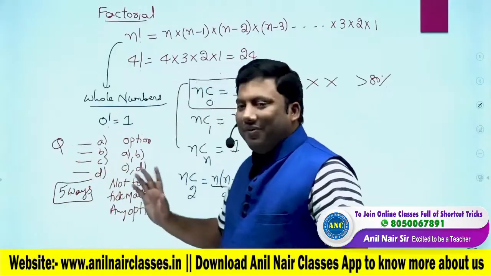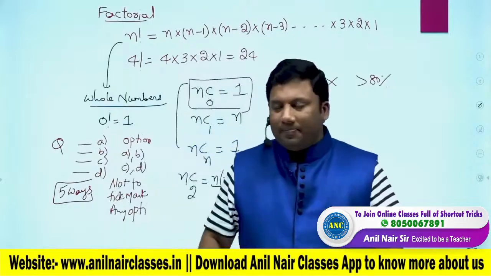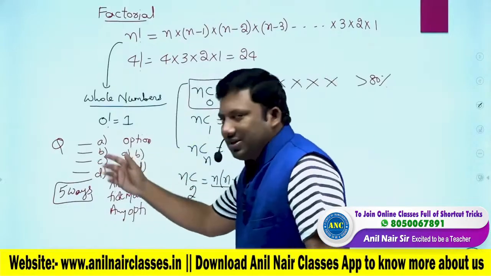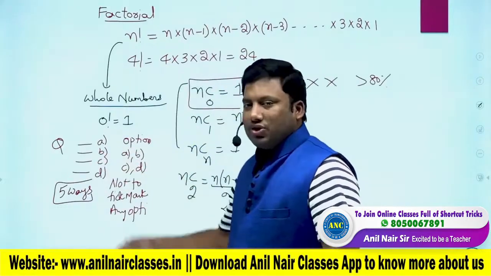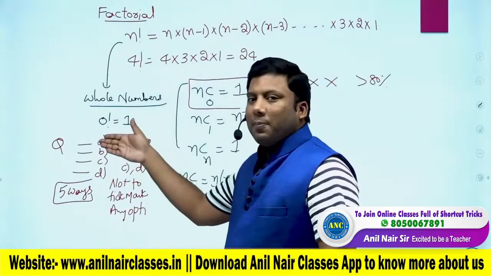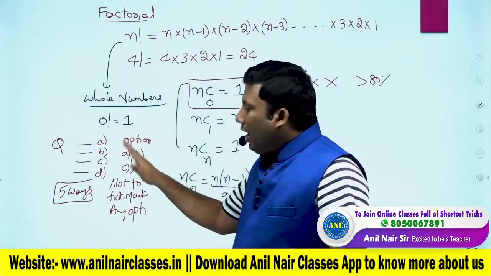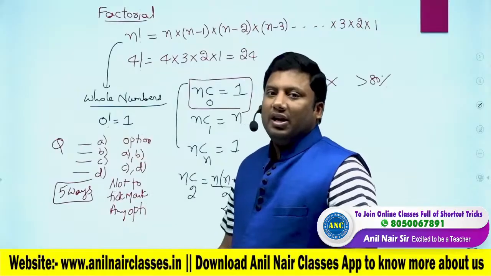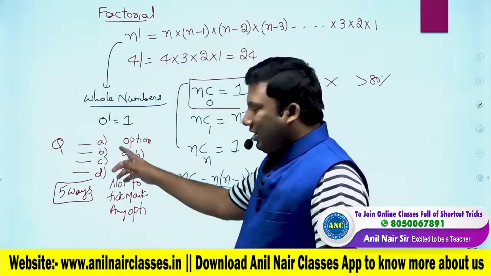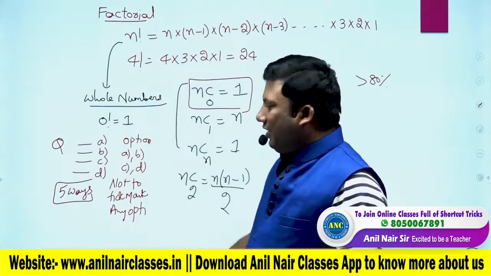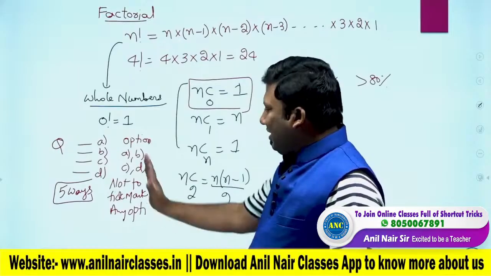So in how many ways can I answer this question? I went to the examination. There is one question. Either I can tick mark option A or option B or option C or option D. Or I did not tick mark anything. Total how many ways are there? 5 ways. Same corollary: NC0.